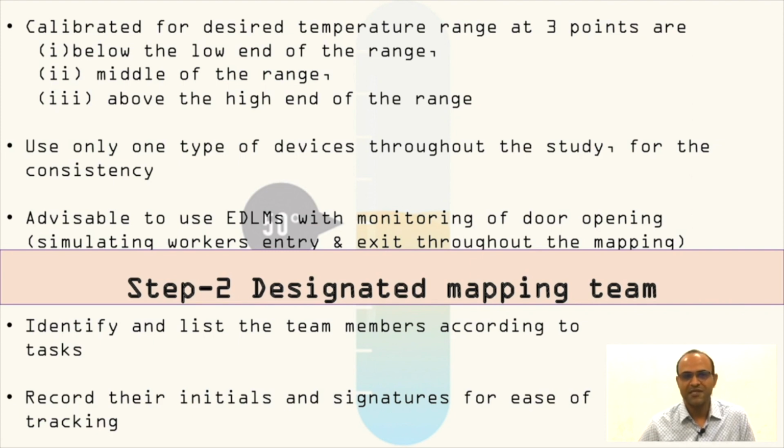The second step is to designate the mapping team. Identify the list of team members according to the task. Record their initials and signatures for ease of tracking. Ensure their training for the specific task.